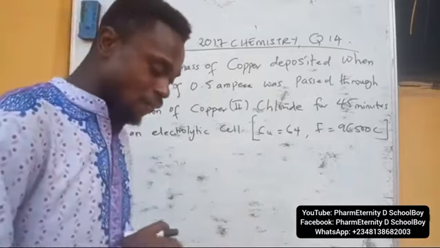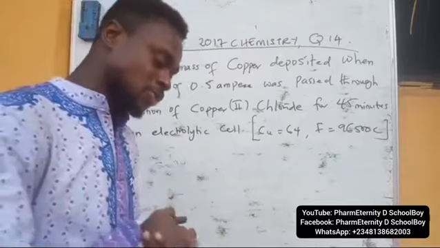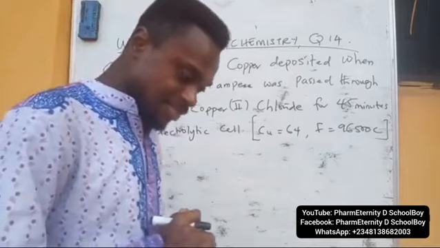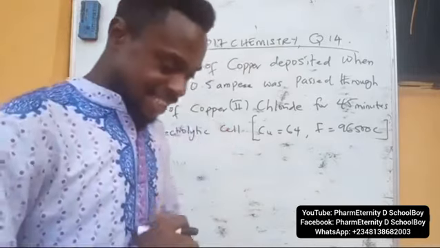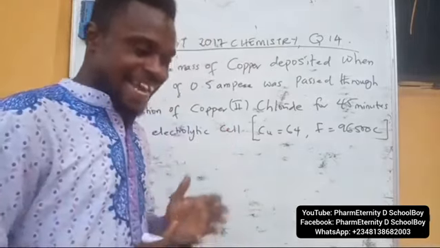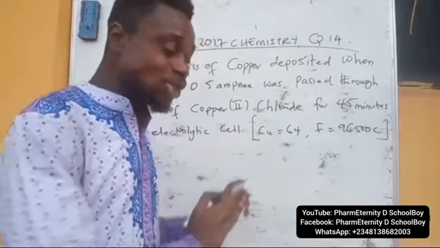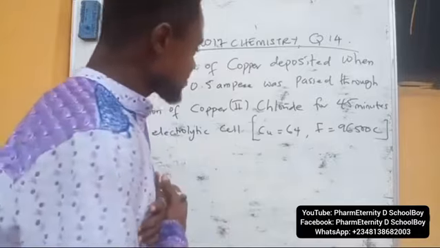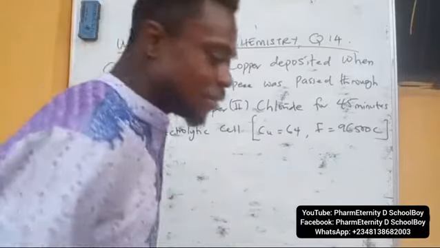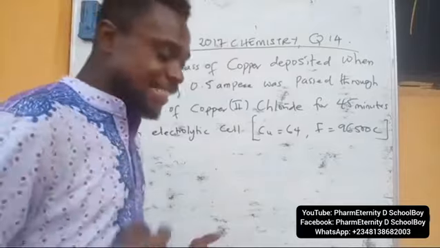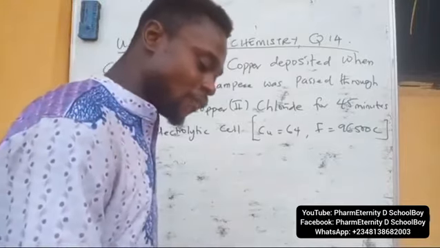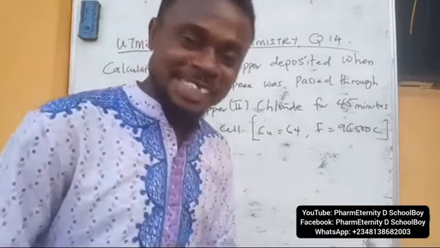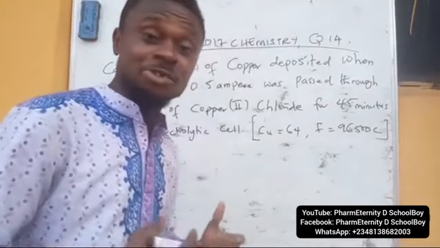Faraday's first law of electrolysis is trying to let us know that the mass of an element that is discharged during electrolysis is directly proportional to the quantity of electricity that is passed through the electrolytic cell. That means as the quantity of electricity increases, the mass of the element deposited or discharged also increases.